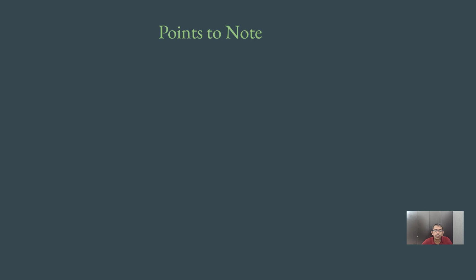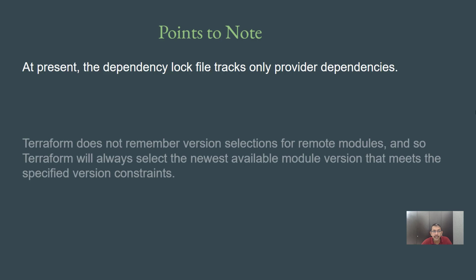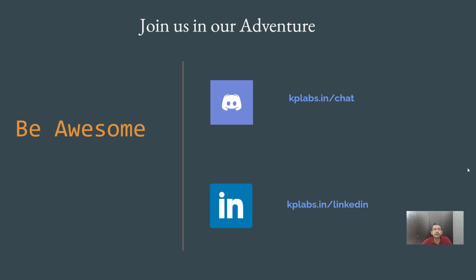Now, before we conclude, few important points to keep a note of. First one is that at present, the dependency log file tracks only the provider dependencies. It does not remember the version selection for the remote modules. And in such cases, if you have those, then Terraform will always select the newest available module version based on the version constraints. So that's a very high level overview about the Terraform log HCL file.